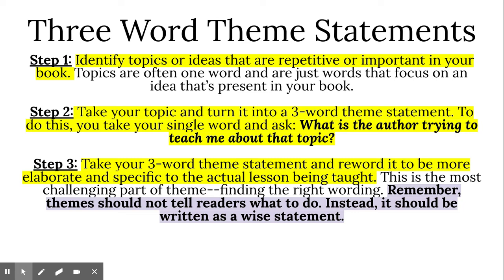In your notes, you are going to write down what is written here for step 3 that's in yellow. Take your 3-word theme statement and reword it to be more elaborate and specific to the actual lesson that's being taught.